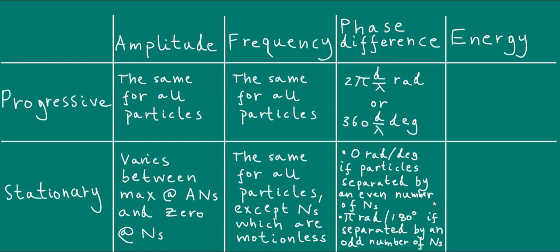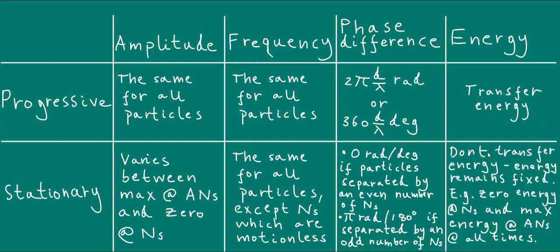So the last thing we need to discuss is energy, and the following will probably be mostly familiar to you. So recall that progressive waves transfer energy, whereas stationary waves don't transfer energy. It's as though the energy remains fixed. So for example, the nodes are points of 0 energy and they remain points of 0 energy at all times, whereas antinodes are positions of maximum energy at all times. So there's no transfer of energy from one point to another point going on.